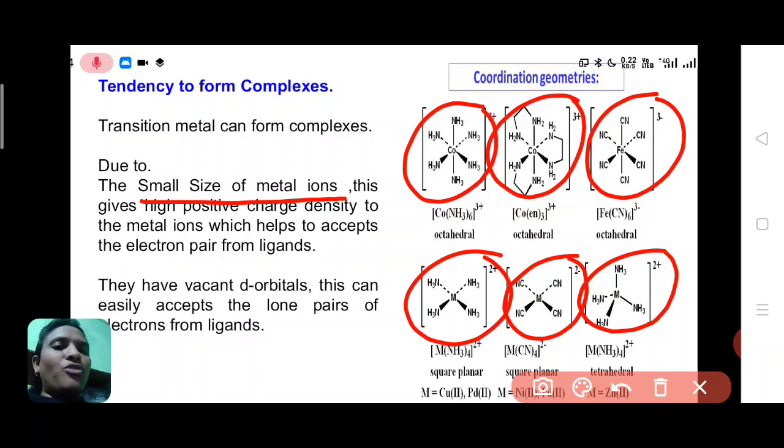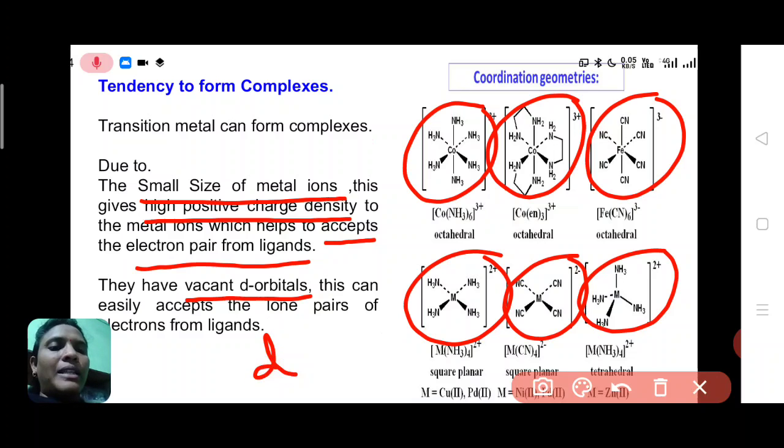Due to the small size of the metal ion, there is a high positive charge density, and due to this high positive charge density, they can accept electron pairs from ligands very easily. Another reason for the formation of complexes is that they have vacant d orbitals. You all know that in a d block element there is partial filling of d orbitals, meaning in the d orbitals there is a presence of 1 to 9 electrons.